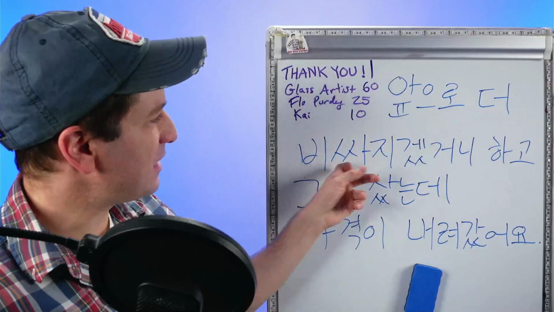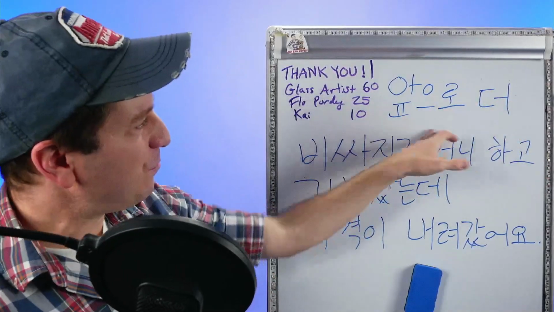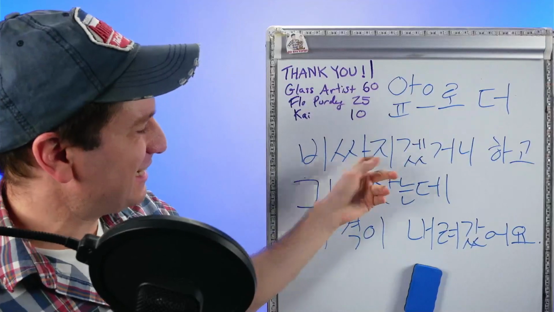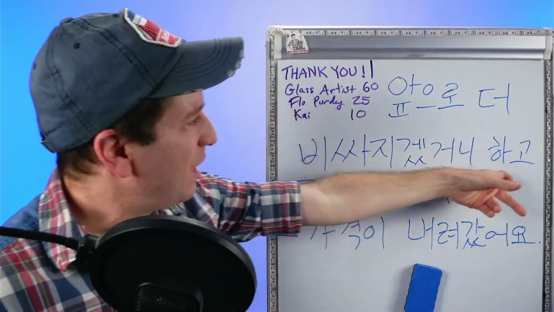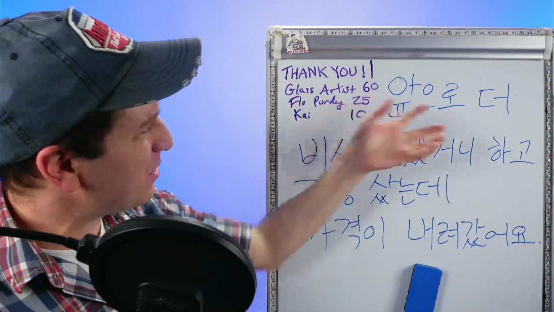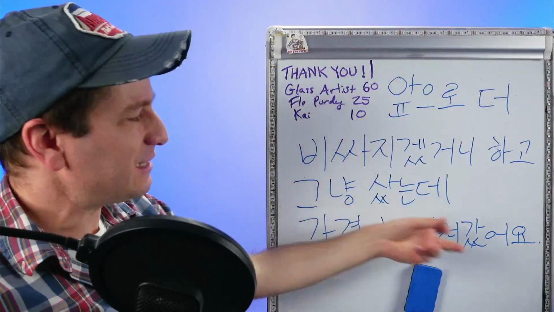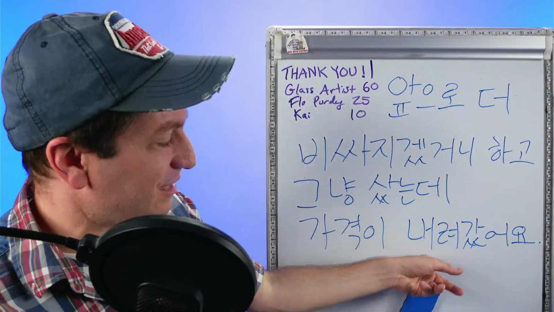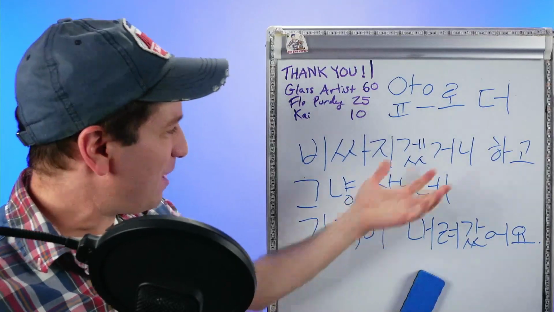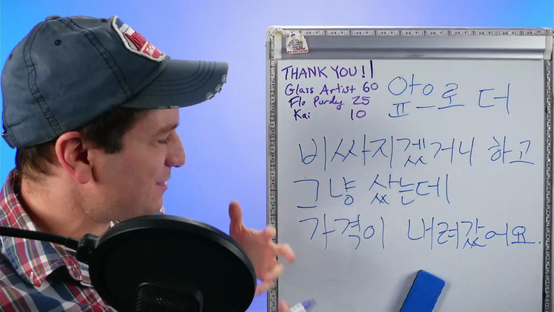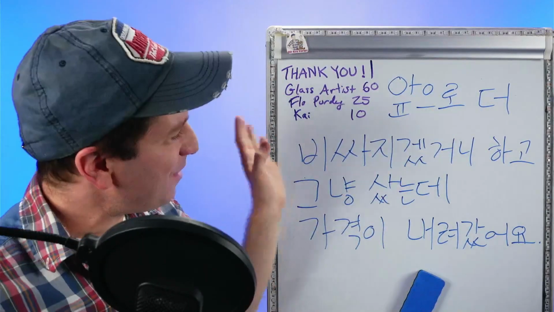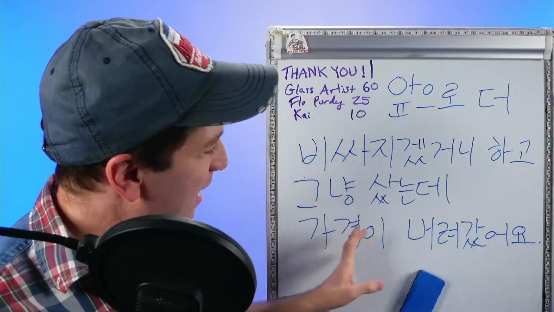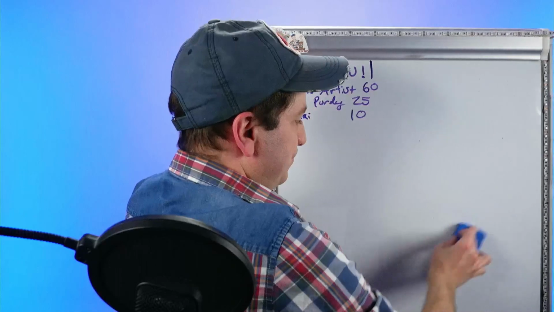앞으로 더 비싸지겠거니 하고. So 앞으로, in the future, going forward. 더, more, 비싸지다, to get or become expensive. So 하고, so thinking that it would be more expensive in the future, 그냥 샀는데, I just bought it. But 가격이, the price, 내려가다, to go down. The price went down. So I was thinking that it would be more expensive in the future and I just bought it, but the price went down. 앞으로 더 비싸지겠거니 하고 그냥 샀는데 가격이 내려갔어요.